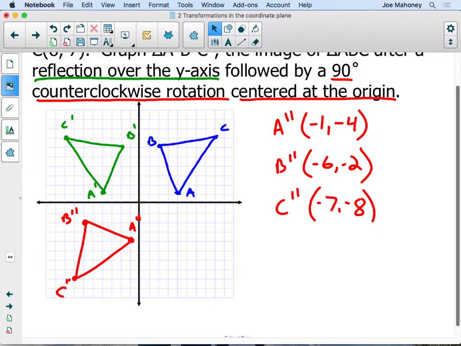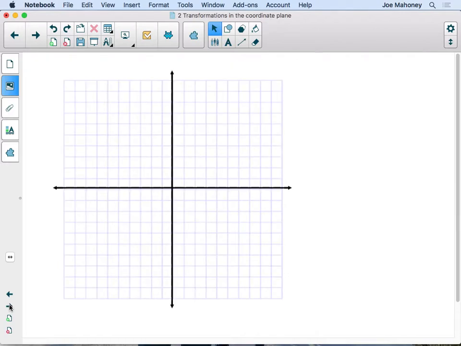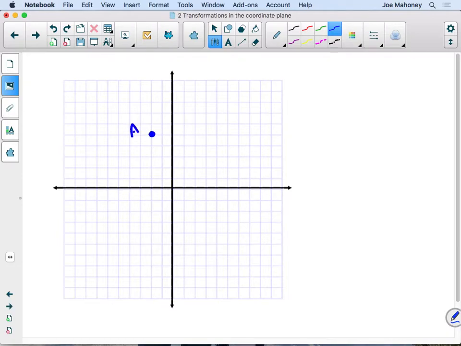Now, rotations and reflections don't have to be on axes or the origin. What I want to play with is how to figure out problems like this one. How would you find the coordinates of point A after doing some of these reflections and some of these rotations? We'll go through them one at a time. I'm going to bounce back and forth between this page and the next page, which is my grid paper. So I want to take the point -2, 5, which is right here at -2, 5. Let's call that point A.